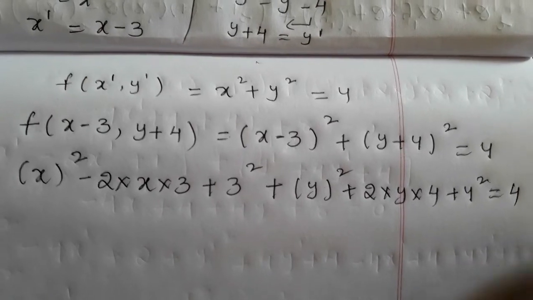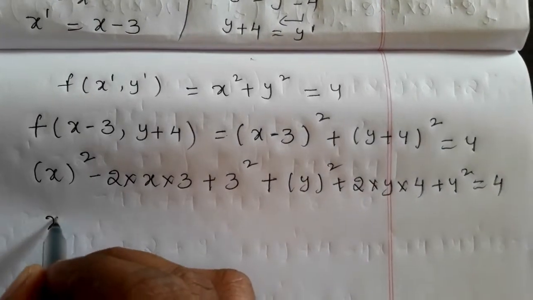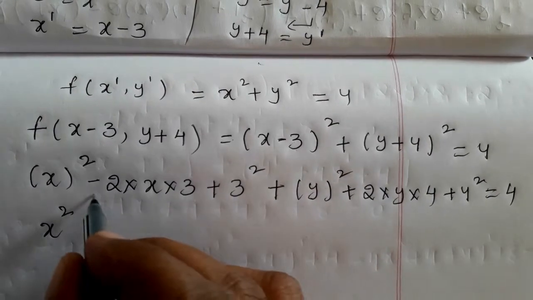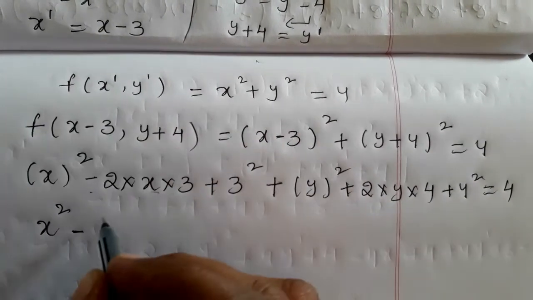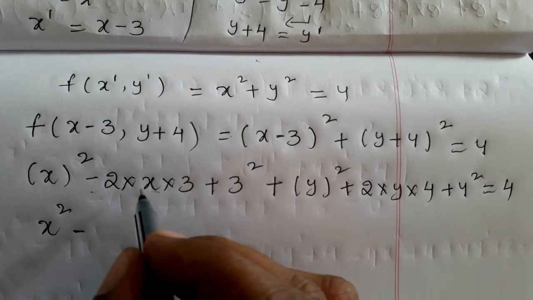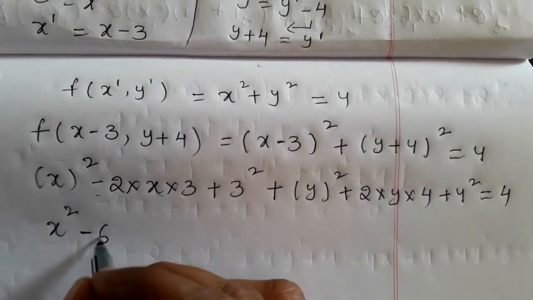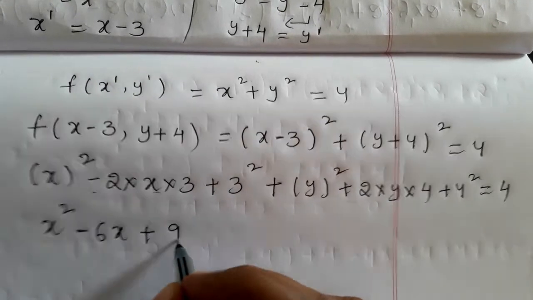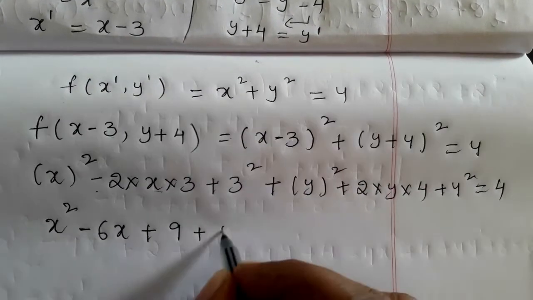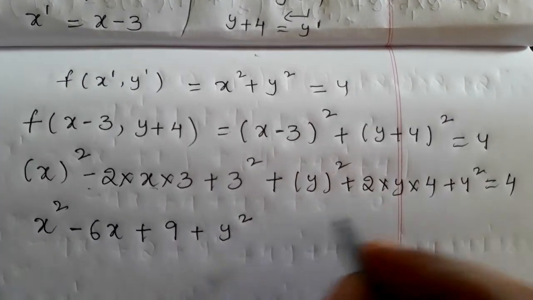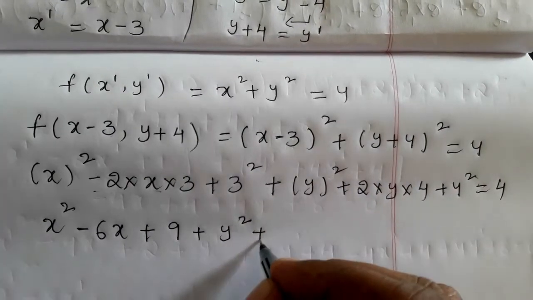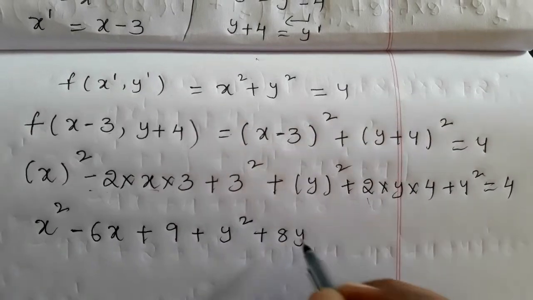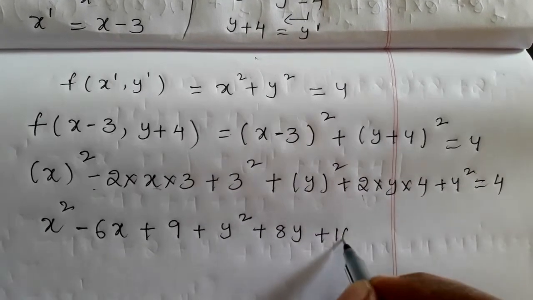Okay, now here this is x square, plus into minus is minus, 2 into x is 2x, 2x into 3 is nothing but 6 times x. 3 square is nothing but 9 here, and this is y square. So plus into plus is nothing but plus. 2 fours are 8, 8 into y is nothing but 8y, and here is 16, that is equal to 4.